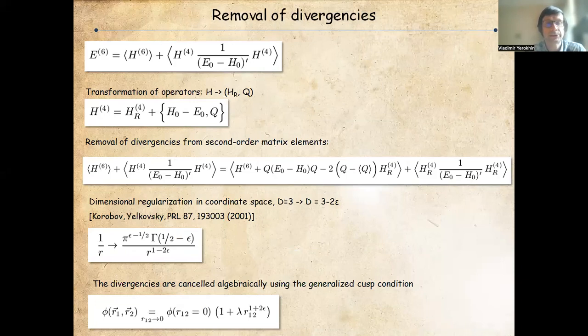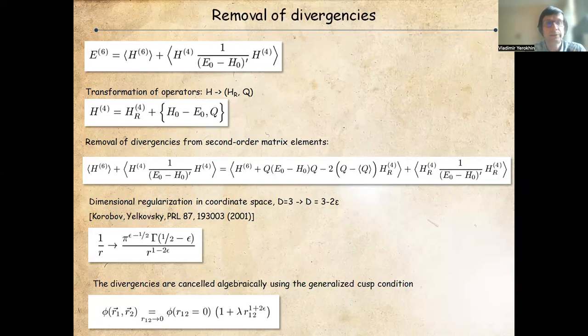One of the problems is the cancellation of divergences. So divergences are of two kinds. One sits here, where the operators are singular and the matrix elements diverge. And the second kind of divergence sits here, and it arises only through summation over the Schrödinger spectrum. So matrix elements are finite, but this sum over the spectrum diverges.